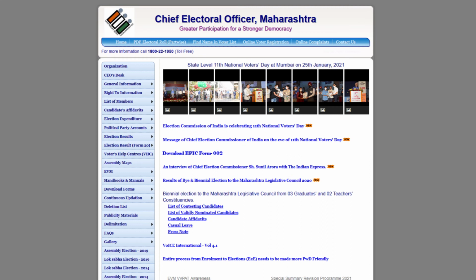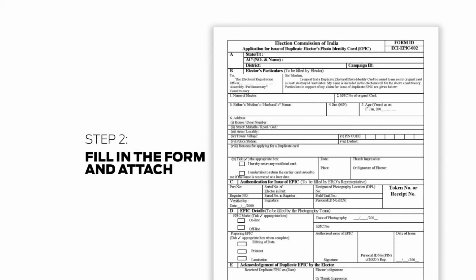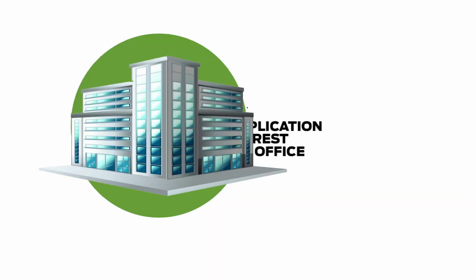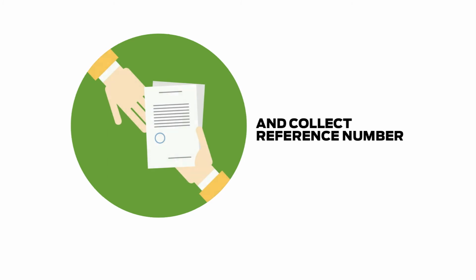First of all, download a copy of form EPIC-002 from Chief Electoral Office's website. You need to then fill in the form and attach your FIR copy that you would have filed on loss of your card, proof of address, proof of identity and passport size photograph. Submit your application to the nearest electoral office and collect your reference number.